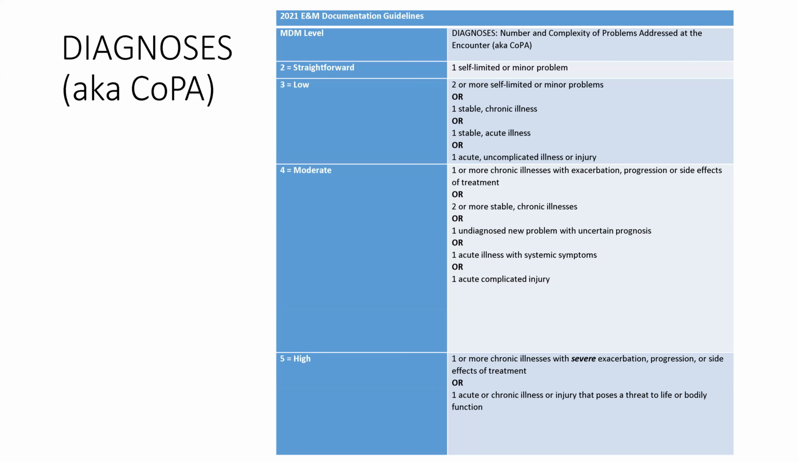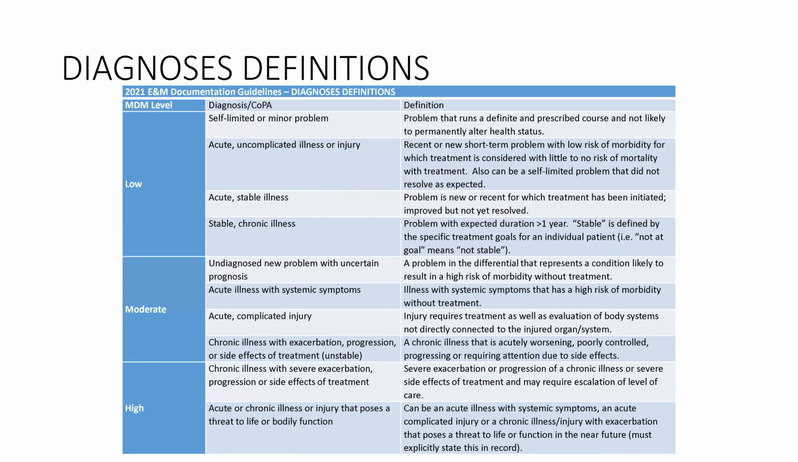So now you got into, I don't think in these sessions we've really gotten into this. It seems like an acute problem. But is it uncomplicated? Then you get into, is it self-limited or minor, as a straightforward? Is it acute uncomplicated? Is it a stable acute? Or is it an acute illness with systemic symptoms or acute complicated injury? So acute has so many different definitions and they're all very gray as to what falls into each category. So then you have to get into these diagnosis definitions to decide what you think they are.